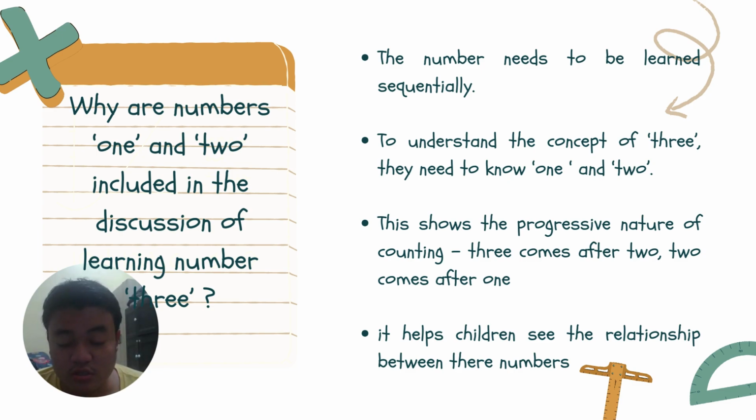So these are the second question. Why are numbers 1 and 2 included in the discussion of learning number 3? So the explanation is the numbers need to be learned sequentially. The numbers need to be learned in order, to understand the concept of 3, they need to know 1 and 2. This shows the progressive nature of counting. 3 comes after 2 and 2 comes after 1. And lastly, it helps children see the relationship between these numbers.